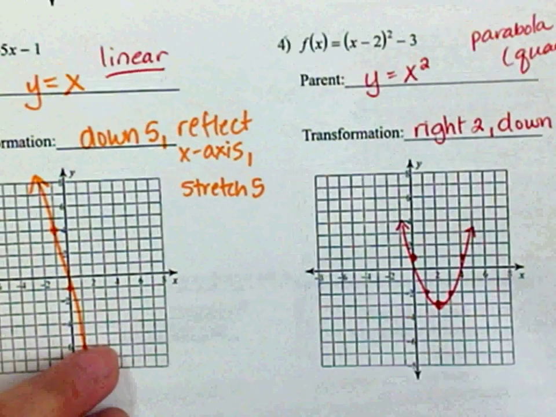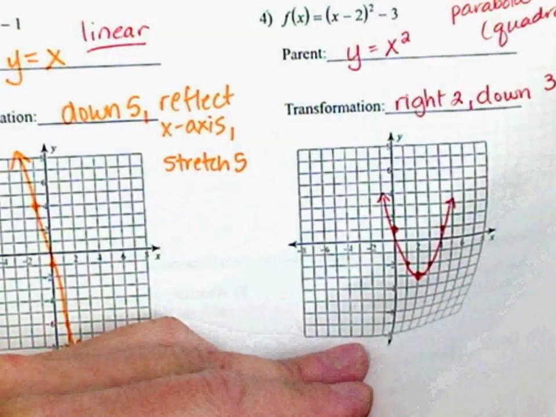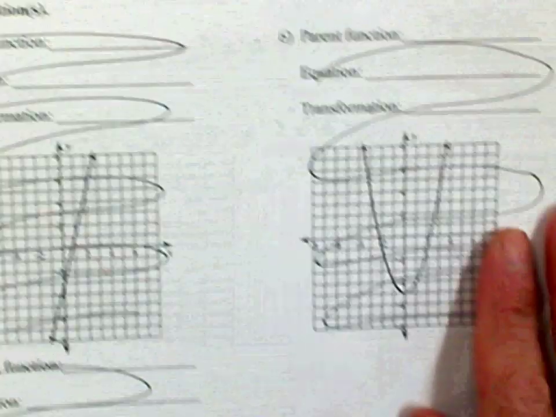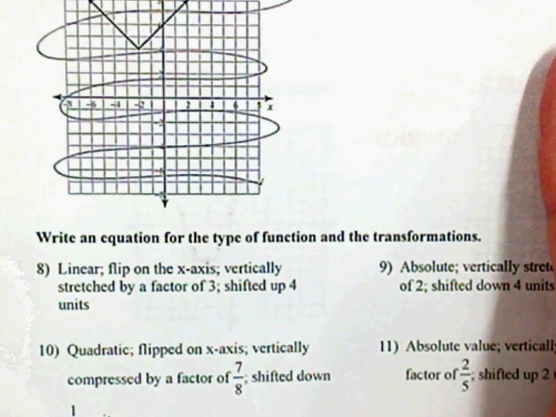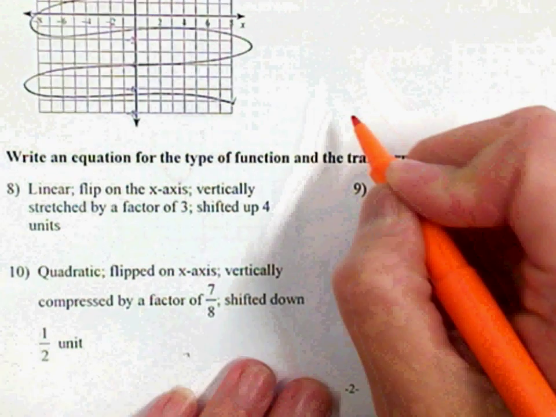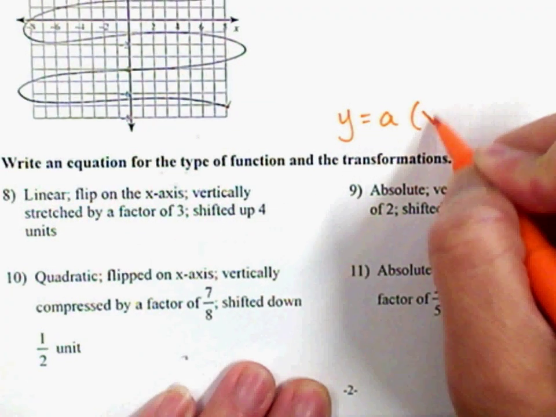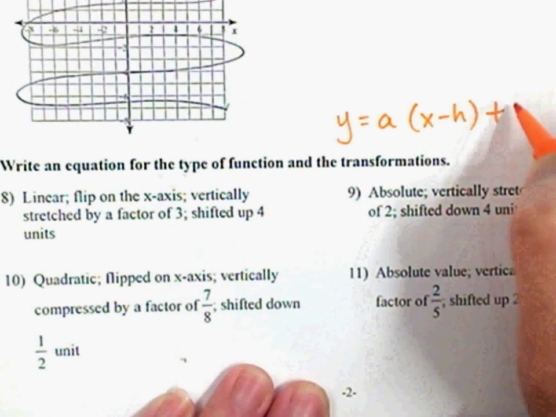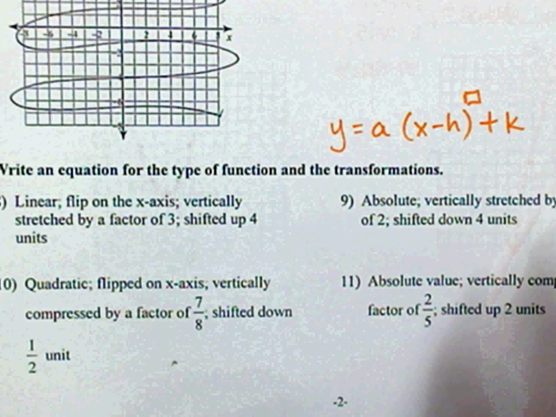Next page. Okay, you guys can skip all this part. You do it all over again, writing the equation. But we're going to come down to here. Here's your equation: y equals a times (x minus h) plus k. Sometimes you have something right there. You're going to base everything off of that.